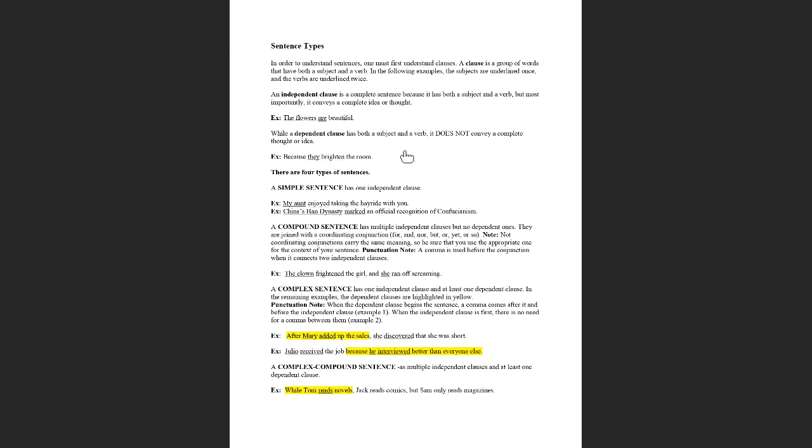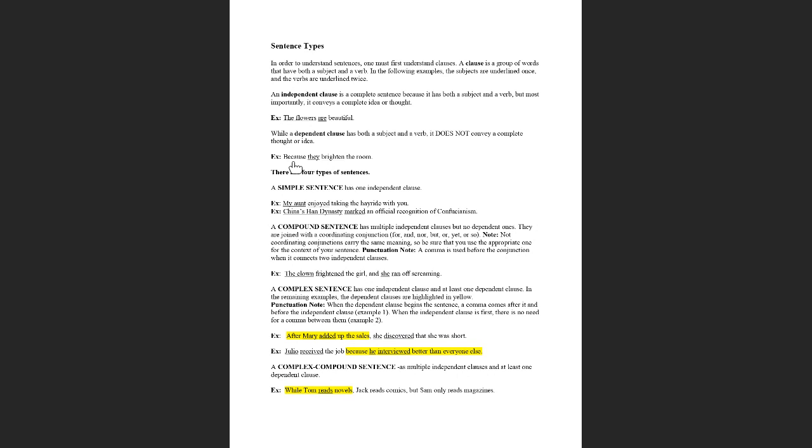A dependent clause has both a subject and a verb, but for numerous reasons, it does not convey a complete thought. So, for instance, in the next one, you have because they brighten the room. You have both the subject, they, and the verb, brighten, but because of that word because, this group of words in itself is not a complete thought. So that makes it a dependent clause. It's very important to know the difference between an independent clause and a dependent clause, because that will help you identify the four sentence types. So here are the four sentence types.